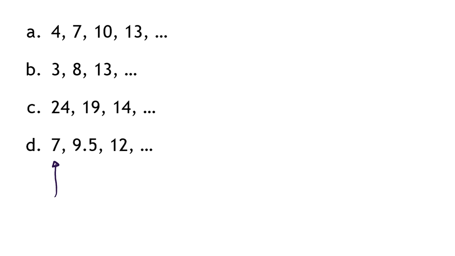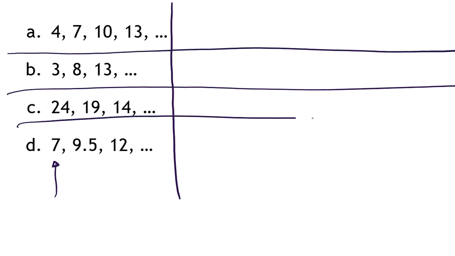So let's go ahead and look. The first sequence, 4, 7, 10, 13, each of those are 3 more than the previous value. So let me make a little column here. And actually there's 1, 2, 3, 4 different problems. So this first column, I'm going to write down what the generator is.